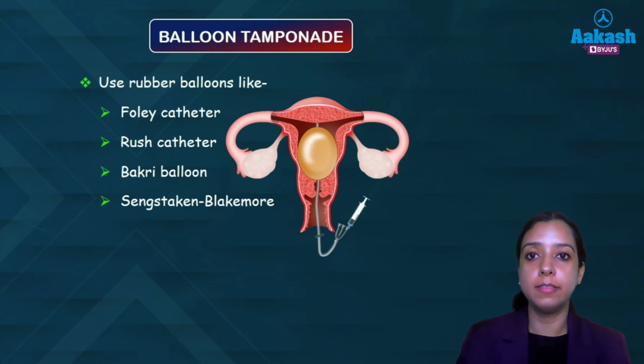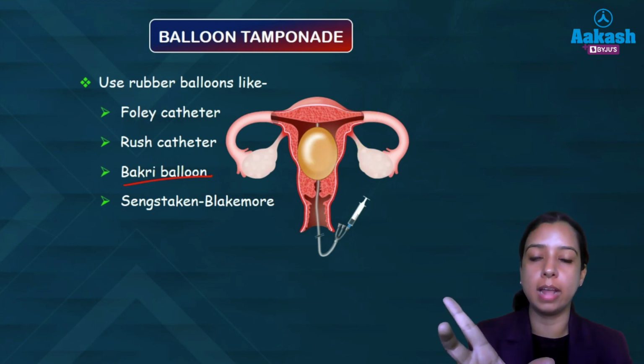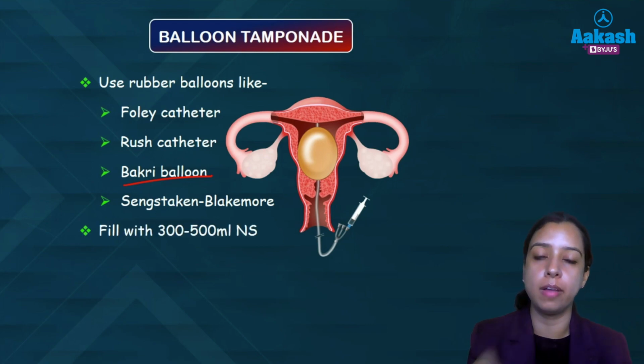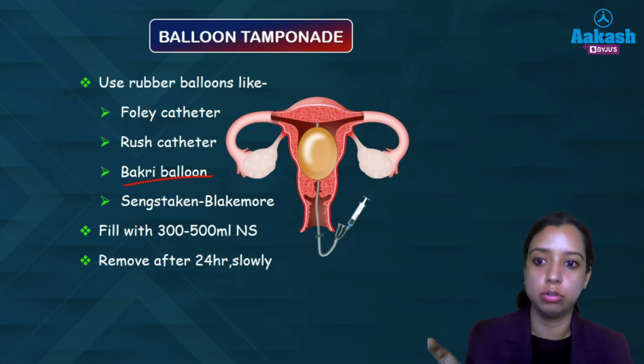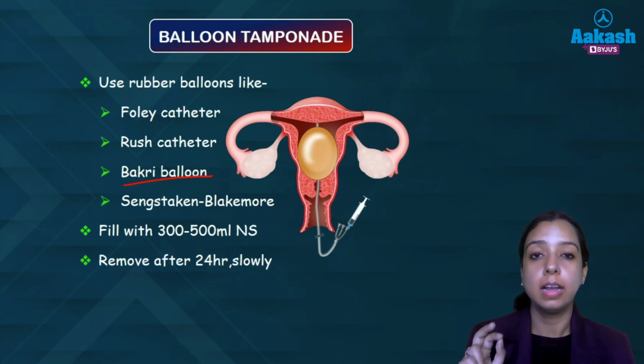Right. Another conservative measure is balloon tamponade. The Bakri balloon is commonly used for tamponading. You can use a Foley catheter also. You fill the balloon with 300 to 500 ml of saline. You keep it there for 24 hours. It provides tamponade and controls the PPH. So these 2 are the conservative measures.